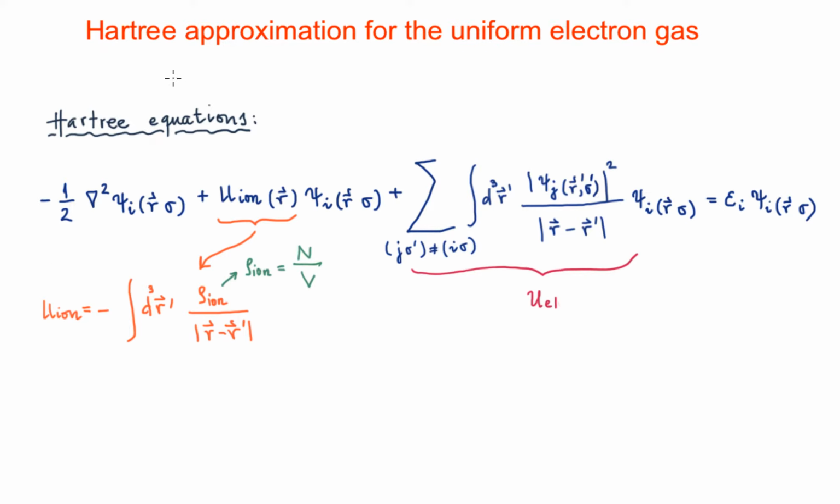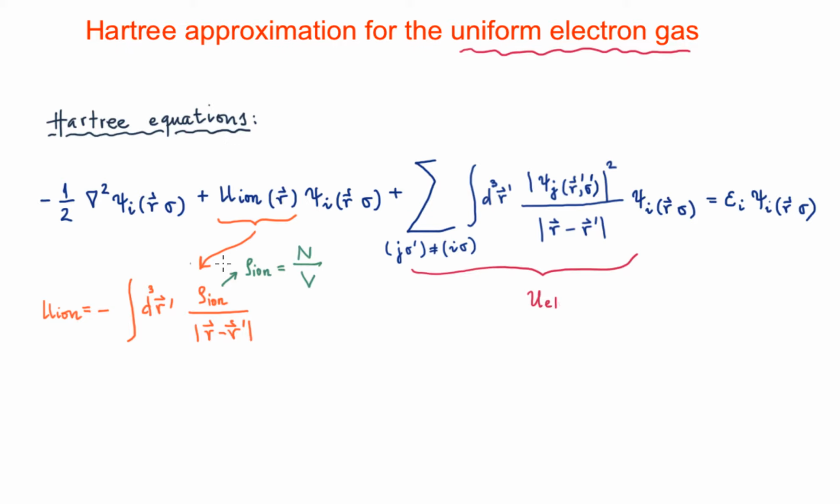Once we have described the Hartree approximation in the general context, we're going to apply that to the uniform electron gas, which is the model that we are considering first in order to describe the physical properties of a solid, the simplest model we're considering. Okay, first let's remember which are the Hartree equations that we need to solve.